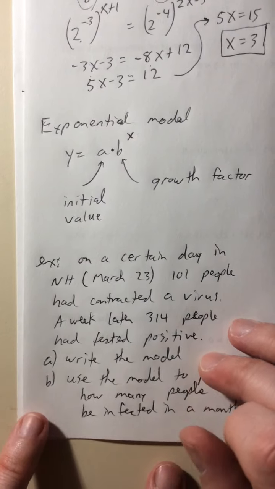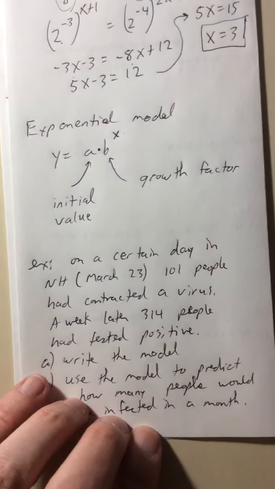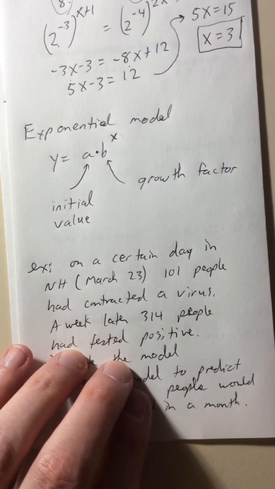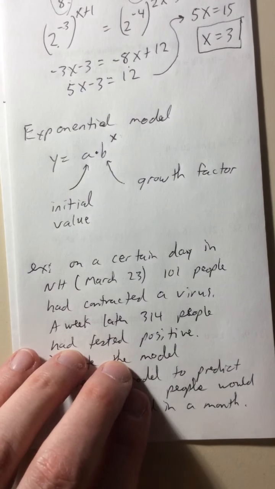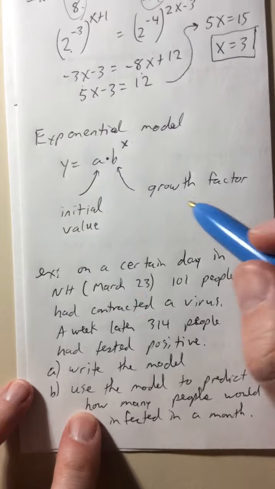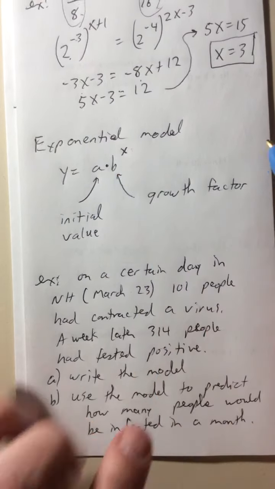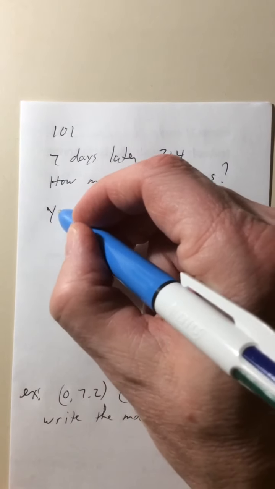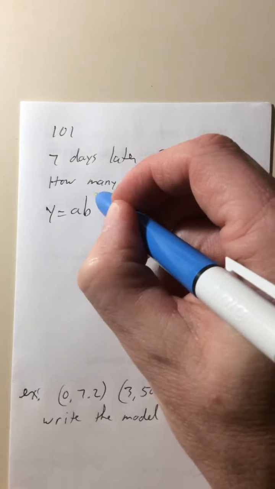And hopefully I still have the actual data here. Yep, I do. Right here. The data. So we'll be able to compare the data in just a minute. Okay, so let's set up our model here. So here it is, y equals a times b to the x. We're just going to change our page here. So we have y equals ab to the x.